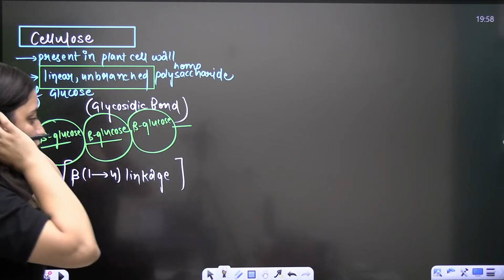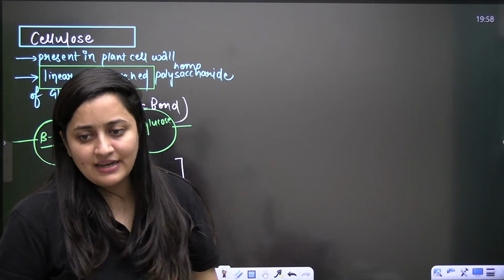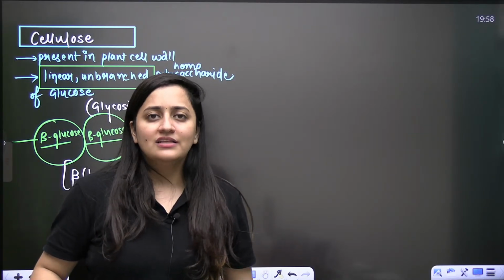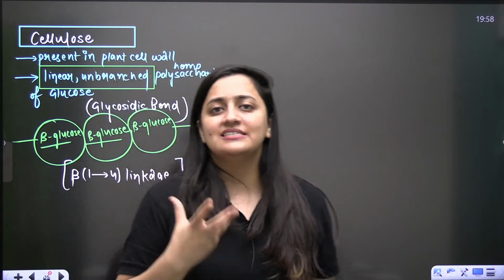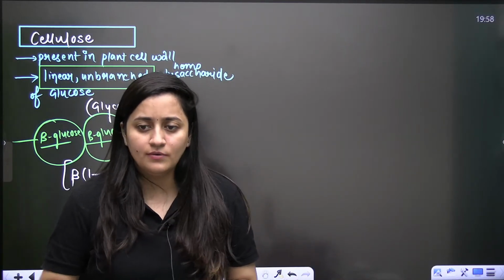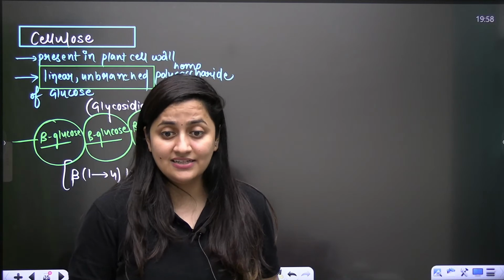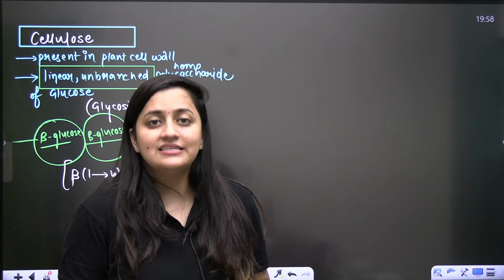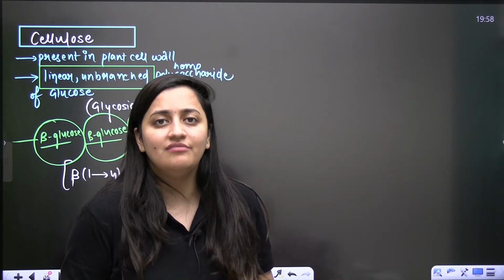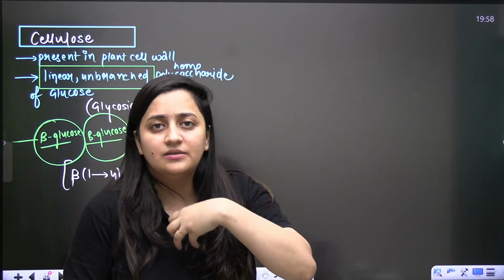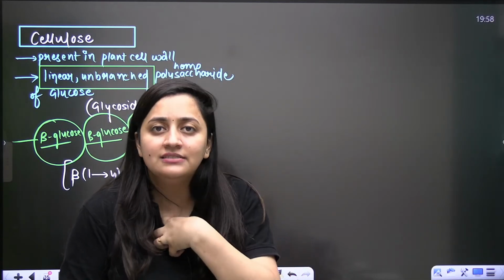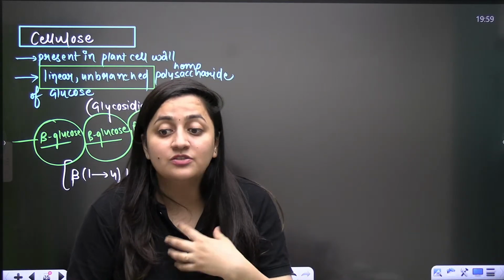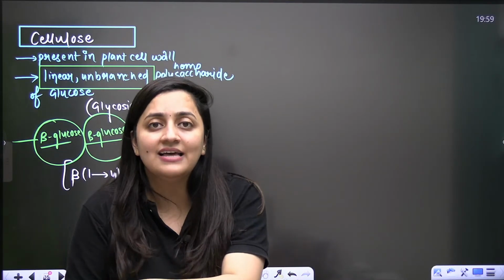Is that clear? Now you know that cellulose cannot be digested in our body. Are you aware of it? Yes or no? We cannot eat raw grass because we do not have the cellulose digesting enzyme. So if we eat any plant material, we need to cook it. Why? Because we do not have the cellulose digesting enzymes.